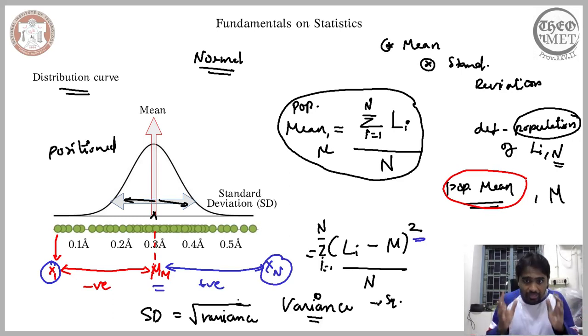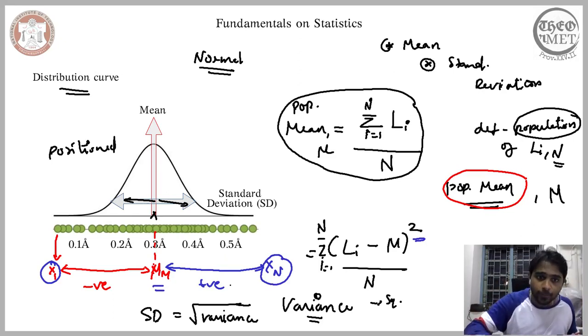So in order to move away from the square term and get a value for the exact distance between the mean and the other lattice parameter, we take the square root, and that is what we refer to as the standard deviation. So variance is the square of the distance between the mean and the individual lattice parameter, whereas the standard deviation, when you take the square root, is the exact representation of the distance between the mean and the lattice parameters that we get from the population of size n.